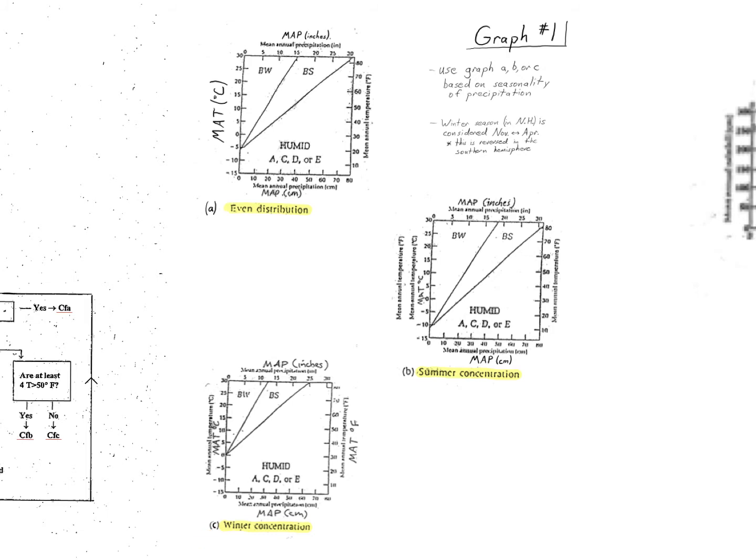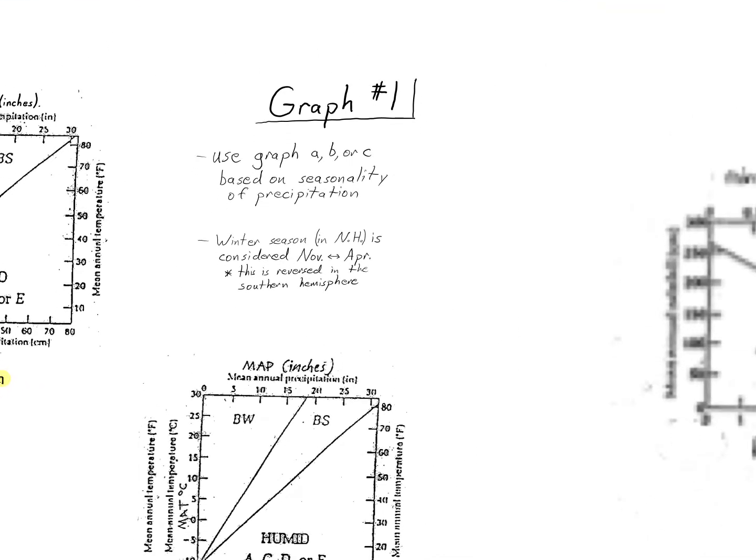Now, for clarification's sake, we take a look at what is constituted as winter. The winter season in the northern hemisphere is considered November through April. This, of course, would be flipped in the southern hemisphere.